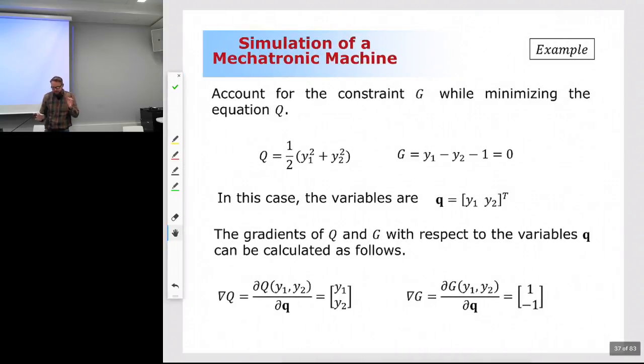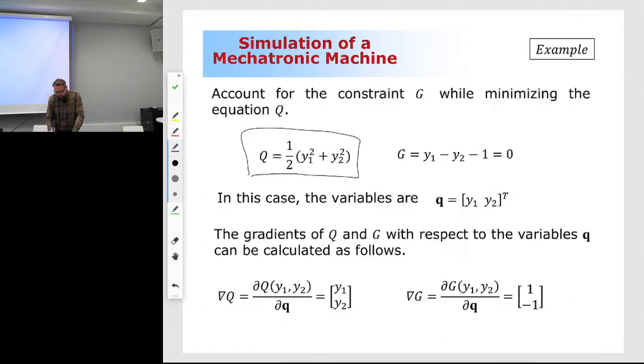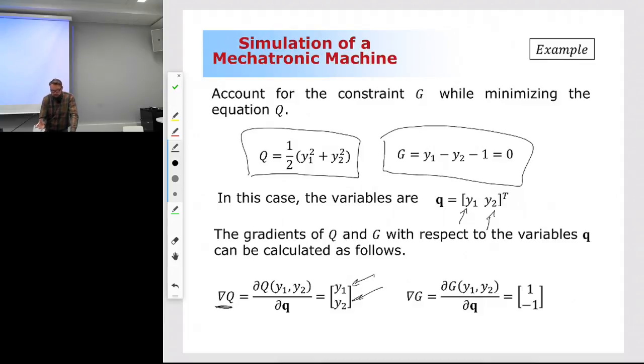Let's first practice this. I have the function shown here. I have the function q and the constraint t, and I want to find the extreme of the function in such a way that the constraint is fulfilled. The variables in this case are y1 and y2, and I'm calculating the gradients. The gradient of the function itself is going to be y1 and y2, simple like this. And when I compute the gradient of the constraint, it's going to be 1 and minus 1.